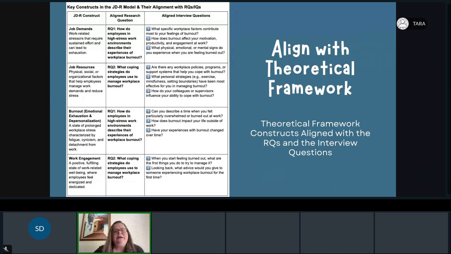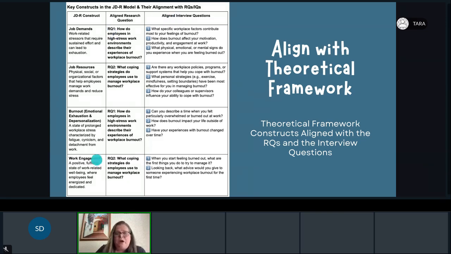Another step you can take is to add your theoretical framework to this alignment. Every research study should be, most likely is, underpinned with a theoretical or conceptual framework. In this case, my fictional study on workplace burnout uses a theory that's real, and it's called the Jobs Demand Resources model. Now, this Jobs Demand Resources, or JDR model, is a theory that explains how job demands and resources affect employee well-being. And the model suggests that job demands can lead to burnout, while job resources can lead to engagement. So within this model, there are 4 constructs or variables that I'm using to frame my study.